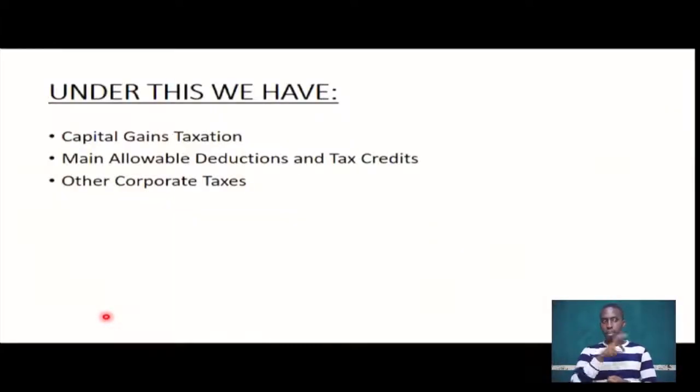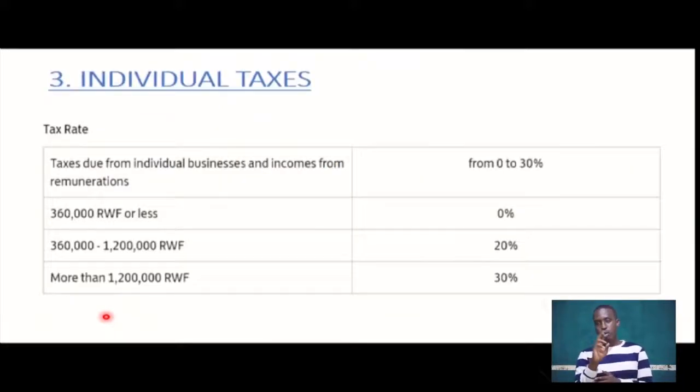We have main allowable deduction and tax credits, and we have other corporate taxes. When you also look at what we call individual taxes, when you look at the individual taxes, we have tax due from individual businesses and incomes from remunerations. As you can read it, 360,000 or less, from 0 to 30%.